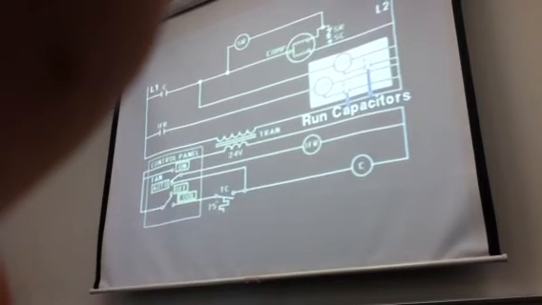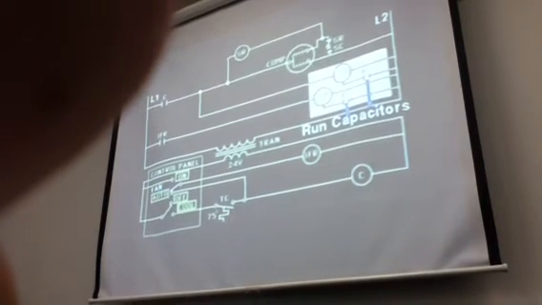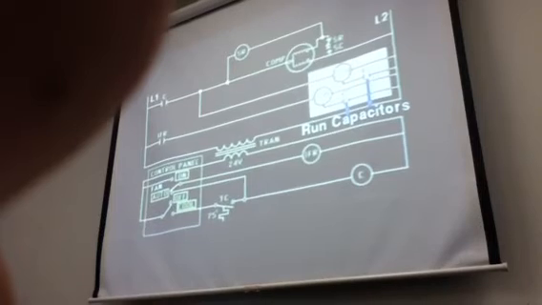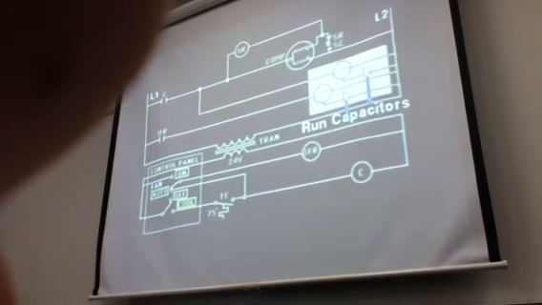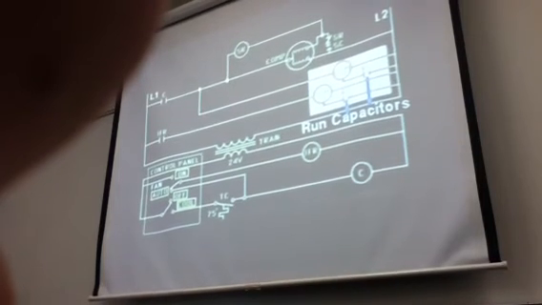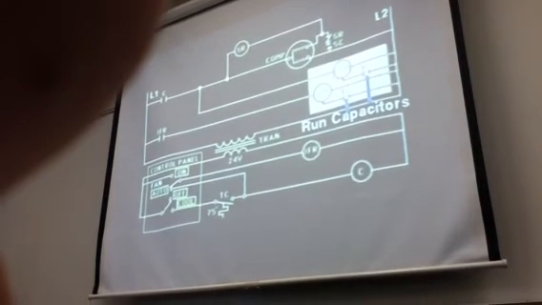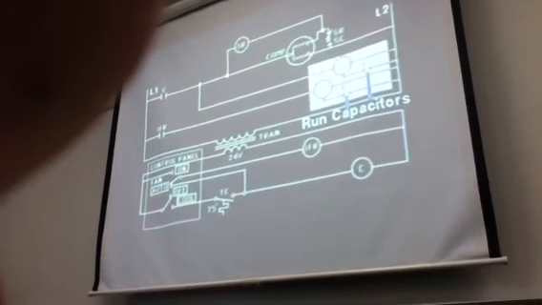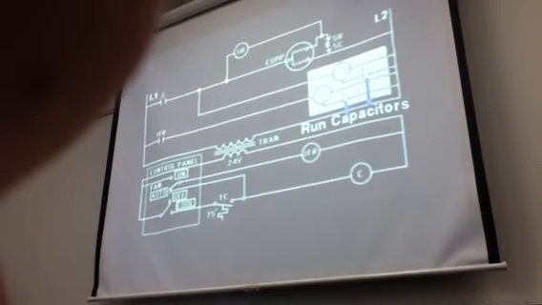A run capacitor is used on low torque motors, such as those that drive low capacity compressors and fans. The run capacitor remains in the circuit all the time to help improve the energy efficiency of the motor. If a run capacitor fails, the motor will draw about 10% too much current and may overheat.